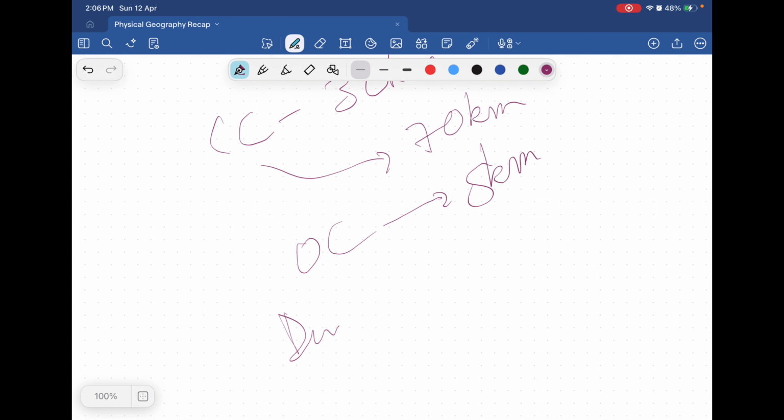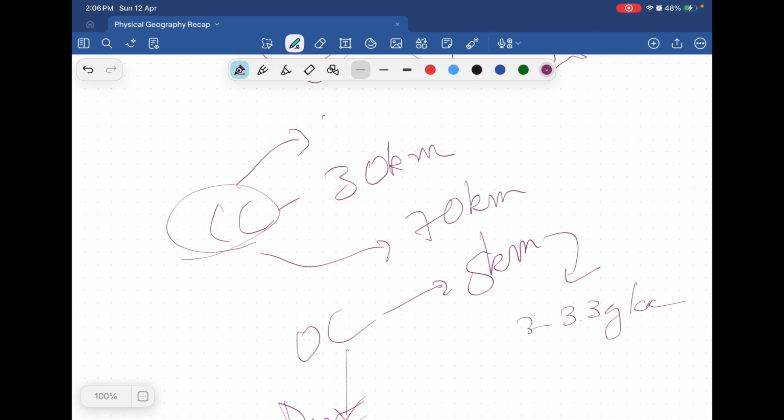So what is the density of the oceanic crust? The oceanic crust, as we know, will be denser. It is around 3 to 3.3 grams per cubic centimeter. And continental crust, we know it is less dense, so it will be around 2.7 grams per cubic centimeter.